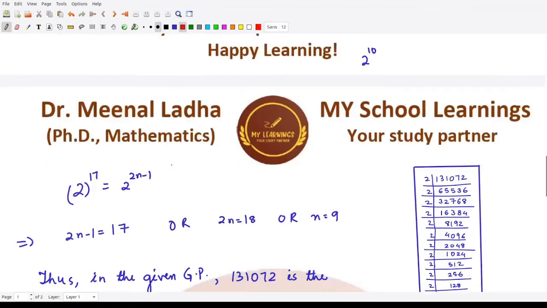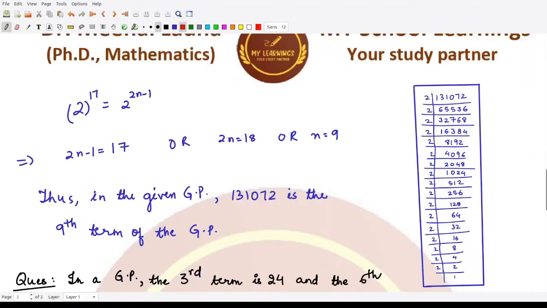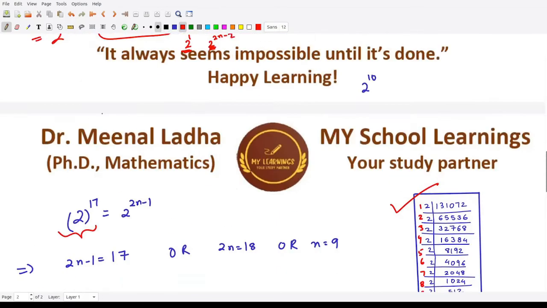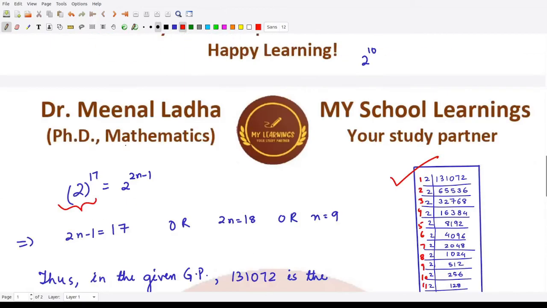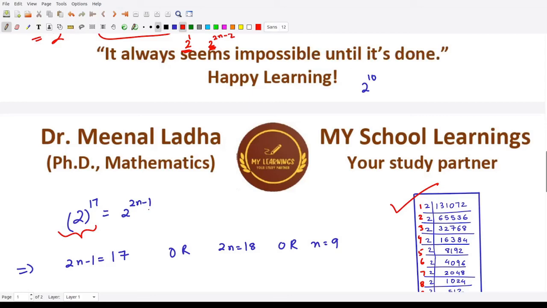So when you see the prime factorization of this number 131072, we have this prime factorization. So here you can count the number of 2's. We have 1, 2, 3, 4, 5, 6, 7, 8, 9, 10, 11, 12, 13, 14, 15, 16, 17 such 2's. So it would be 2 raised to power 17 that would give you this number, right? So we can write 2 raised to power 17 here and 2 raised to power 2n minus 1 here.